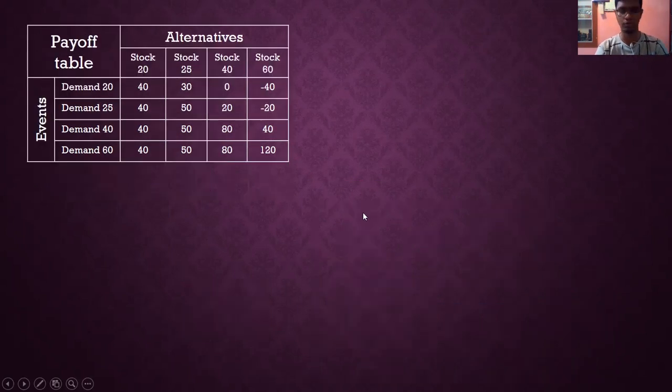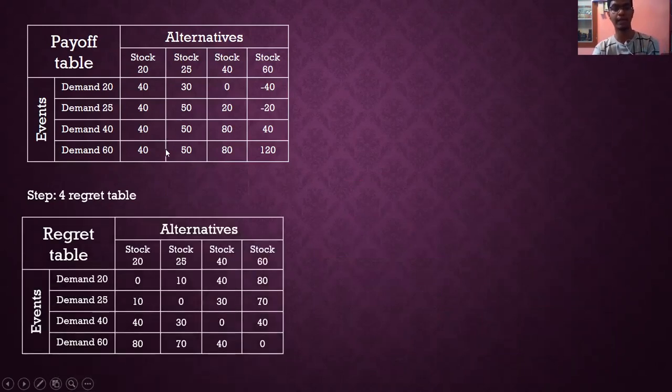Next step, we have to find the regret table. To find the regret table, we have to take the help of the payoff table. So how do we find a regret table? First we look into the payoff table, and we go column wise. The first demand we have is demand 20. In this particular column, we look for which has the highest value. Here in this column, the highest value is 40.